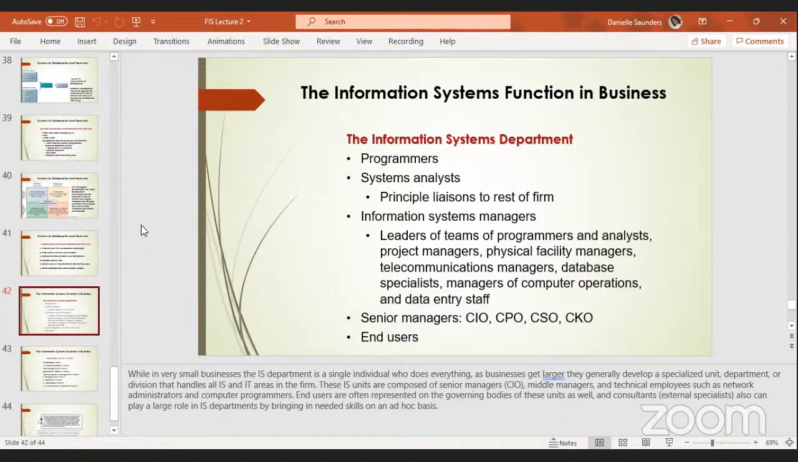And then in a US environment, in addition to those, you have a whole lot of people. You could have a facility manager for the servers and other computer equipment, a network manager, a database specialist, or several of them. People who manage the day-to-day computer operation, data entry staff, and many other types of information system personnel. And then you're going to have senior managers and then users. Senior managers include the chief information officer, the chief knowledge officer, the chief security officer, and others depending on the firm. Next slide.